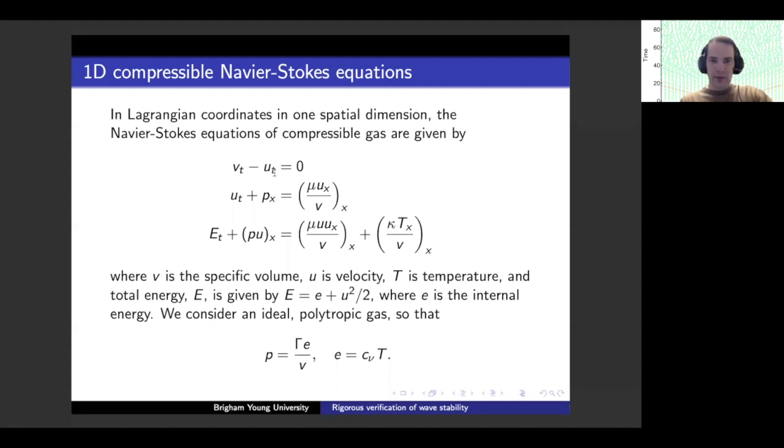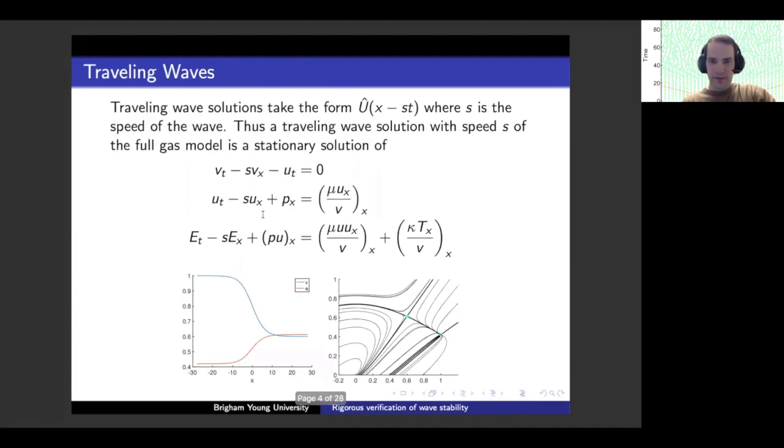Notice this is a hyperbolic-parabolic PDE. And what we're interested in is proving stability of the traveling wave solutions to this. What we'll do is a coordinate change where we'll take x to x minus st, where s is the speed of the traveling wave we're looking for, the background traveling wave. And then our traveling wave will be a stationary solution of the resulting PDE. So that's what we do here.